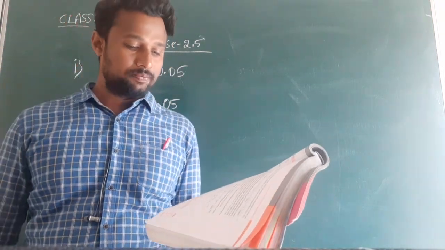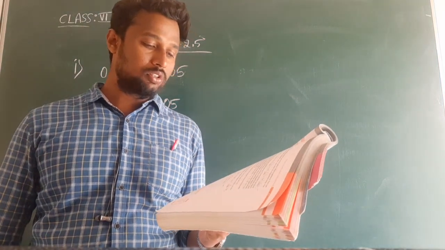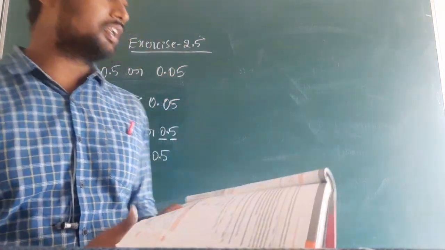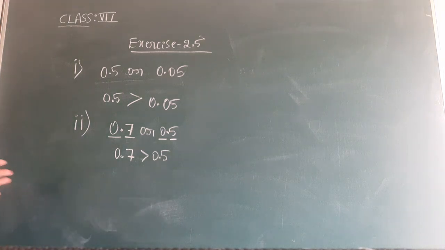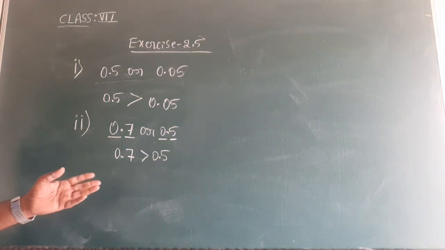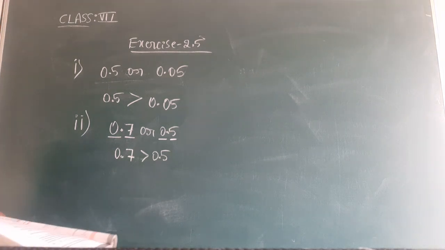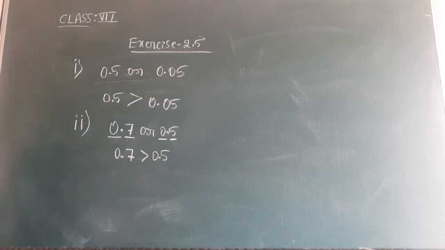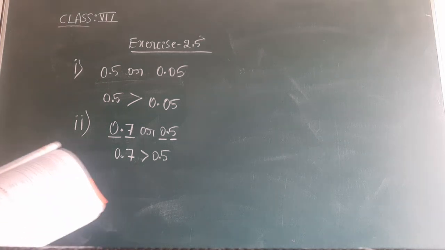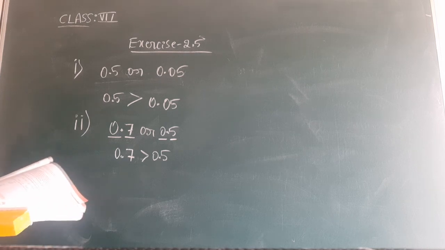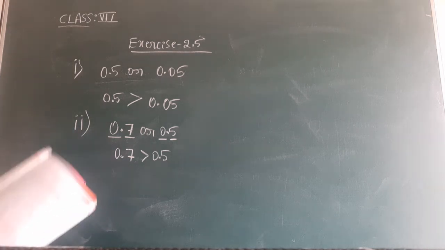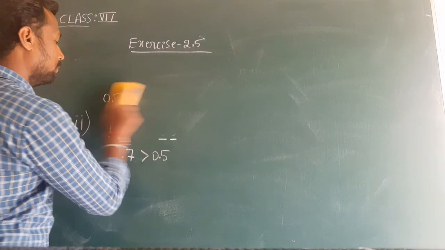Still they have given some more questions. 6 questions they have given here. Already I discussed the first two problems, which means you just have to solve 4 more questions from this first main question of exercise 2.5. Now I will start discussing the second question of this exercise 2.5.